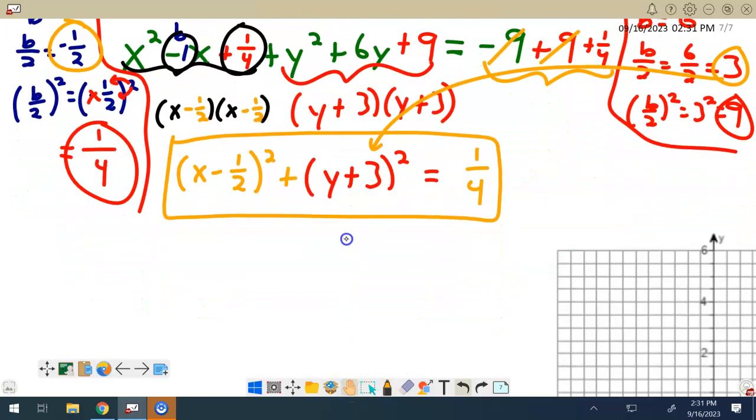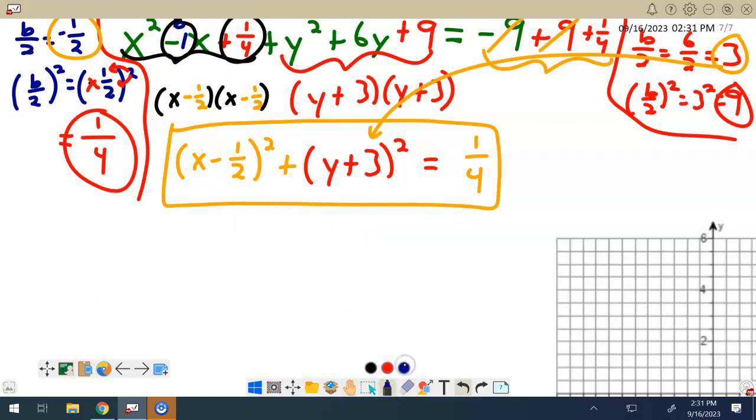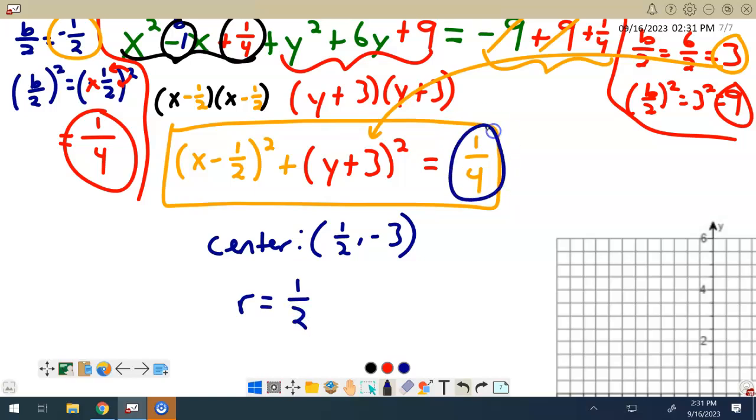And now that it's in standard form, we can find the center and the radius. The center will be at 1/2 comma -3. The radius is going to be 1/2. And you might say, how are you getting that? Well, the number we have on the right-hand side is 1/4, but remember, that's the radius squared. The radius squared is 1/4. To get the radius, I have to take the square root of both sides, and I'll square root the top, square root the bottom. That gives me 1/2. So the radius is 1/2.